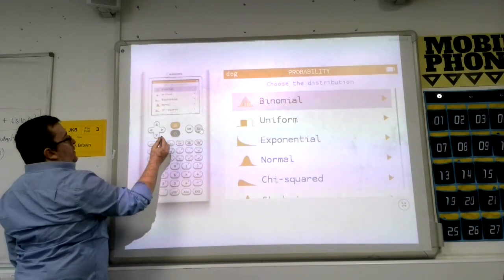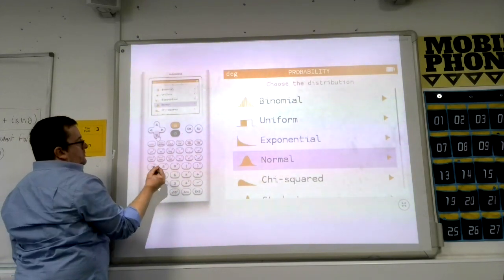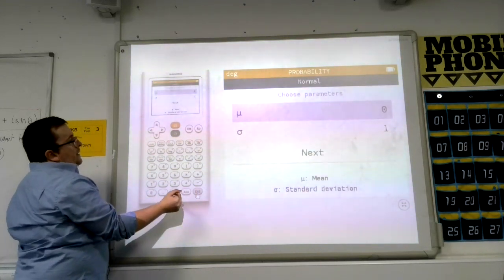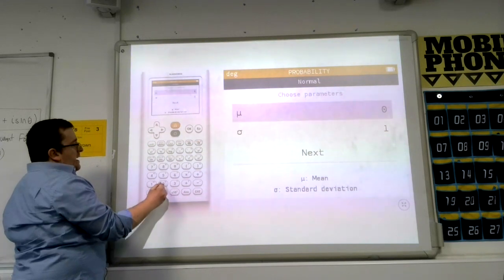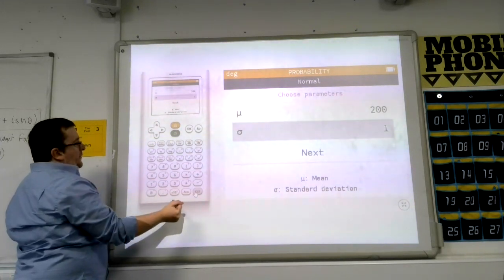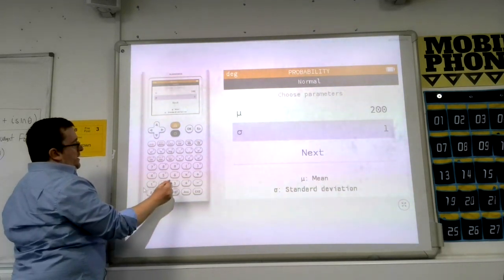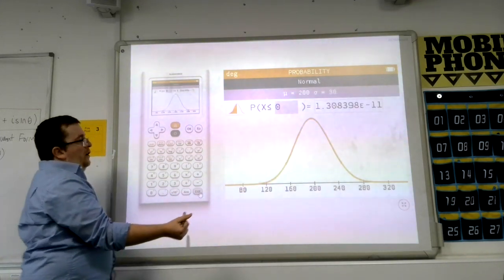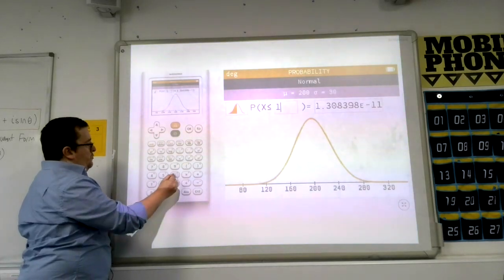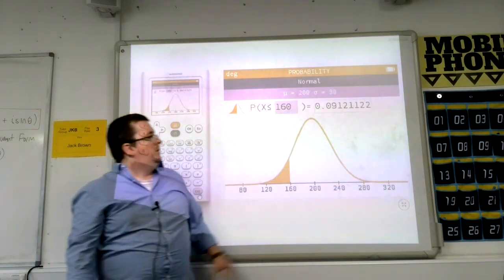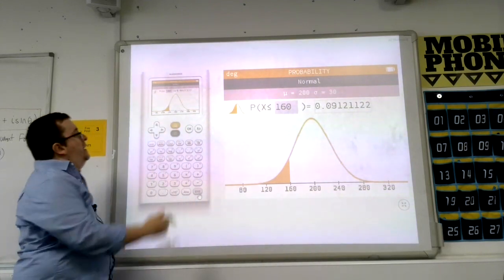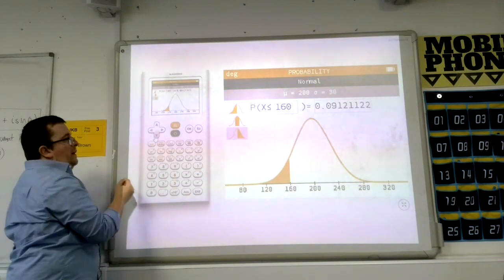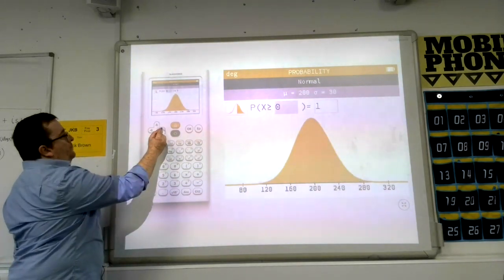I'll show you quickly the normal distribution, although no one's going to have met it quite yet. But it's all governed by the mean, so let's say 200, and standard deviation, let's put that as 30. So if I do less than or equal to 160, it gives you the probability and shades it in, and in the same way I can select that and look for in between or greater than, depending on what I want to do.